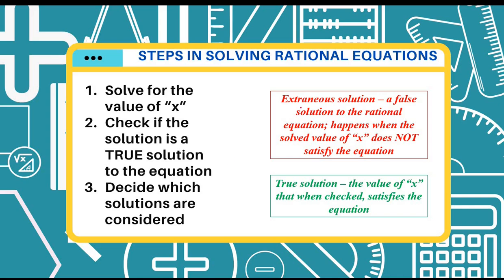The answer is the presence of the term extraneous solution. So, an extraneous solution is actually a false solution to the rational equation. When does a solution become false? It happens when the solved value of x does not satisfy the equation. Later on, given the examples, we will be explaining when the solution is true or false.